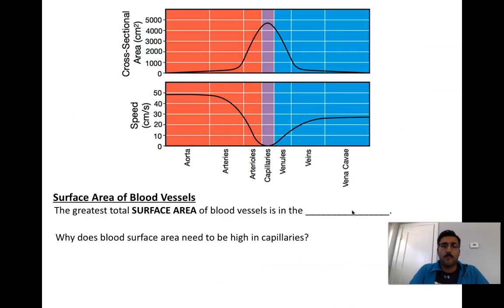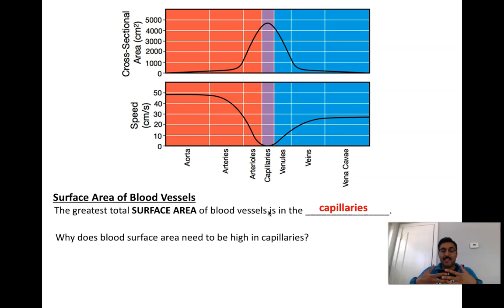So, a couple points to look at here before we finish. Surface area is an important thing to consider when we're talking about the blood vessels. The greatest total surface area of blood vessels is always going to be in the capillaries. And there's a very specific reason for that. You want a lot of surface area. You want the capillaries to spread out a lot. And that's because the point of the capillaries is to diffuse wastes into the blood from the tissues and diffuse nutrients and oxygen from the blood into the tissues.